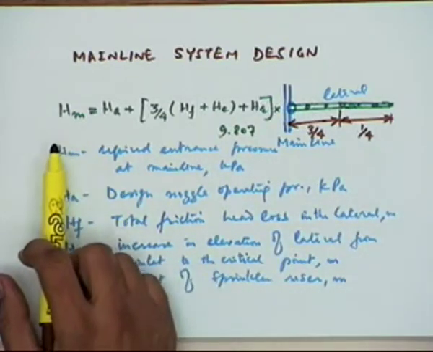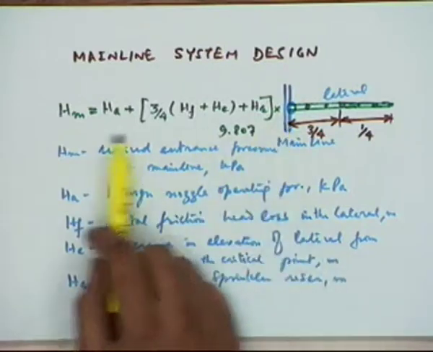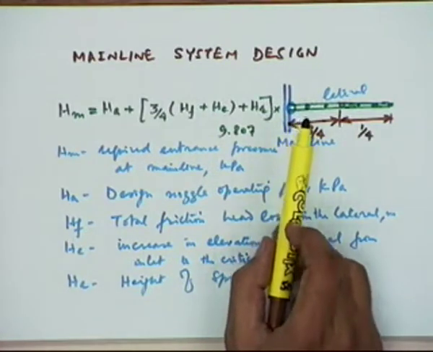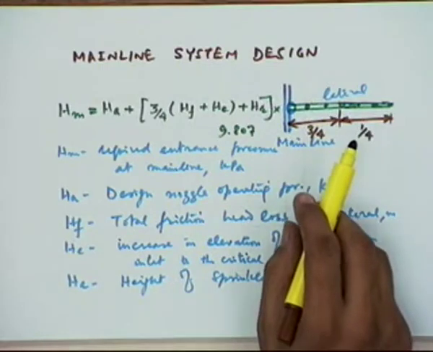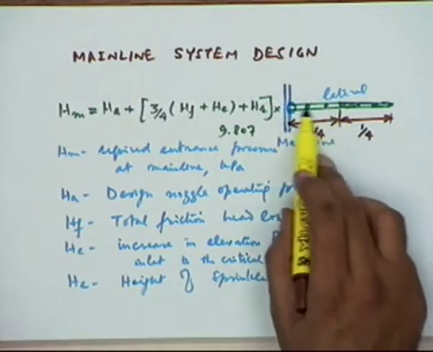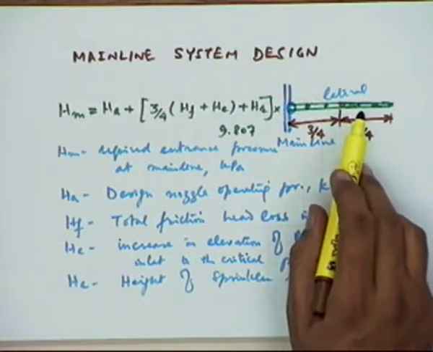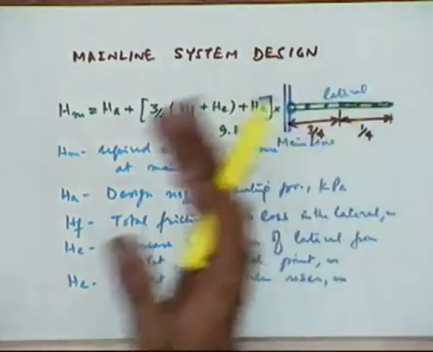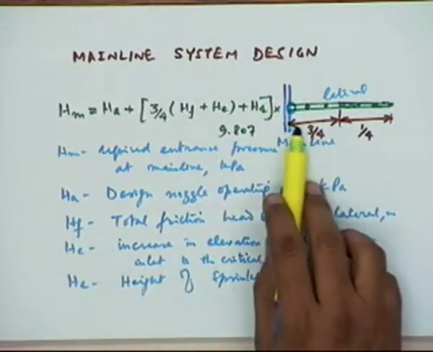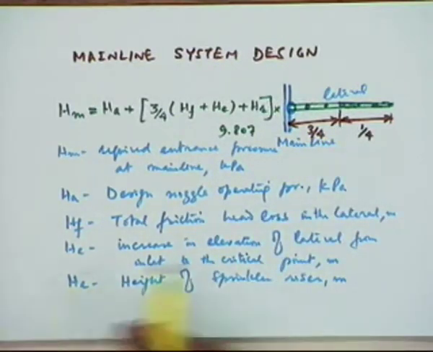So when we are designing the HM, when we are designing the main line for the pressure, we are making an assumption that we are interested in designing for the average value. The average pressure which is considered is somewhere in the midway portion of the lateral. So when we take the total lateral, we are only interested that the HA, which is applicable, is the average pressure, and that's why we take this 3/4 as the portion of the head loss, because that is what occurs in the first half of the length of the lateral. Okay.